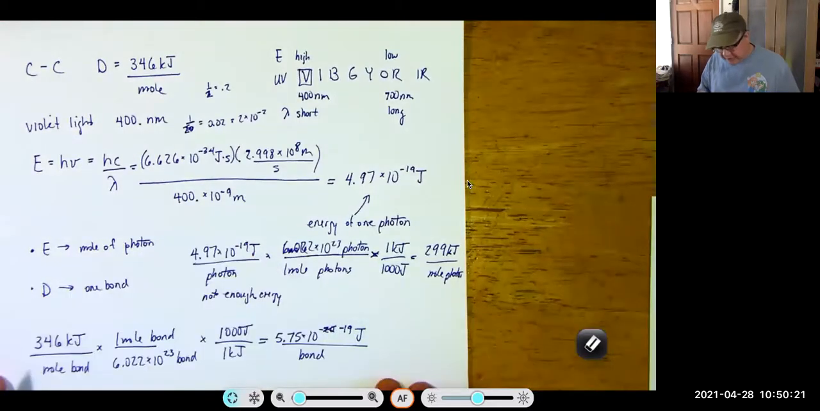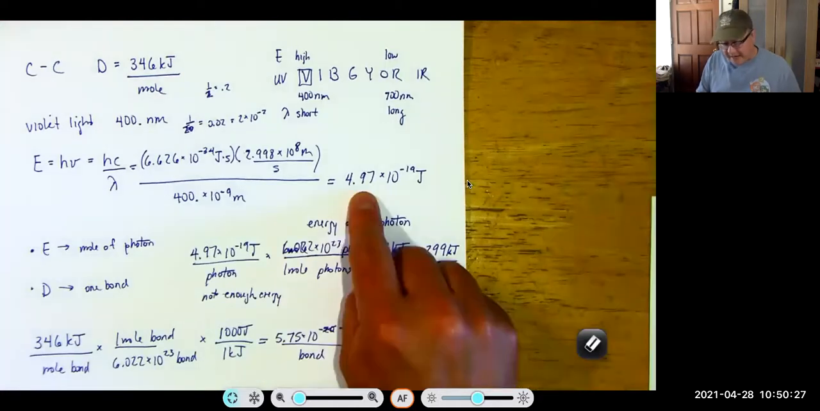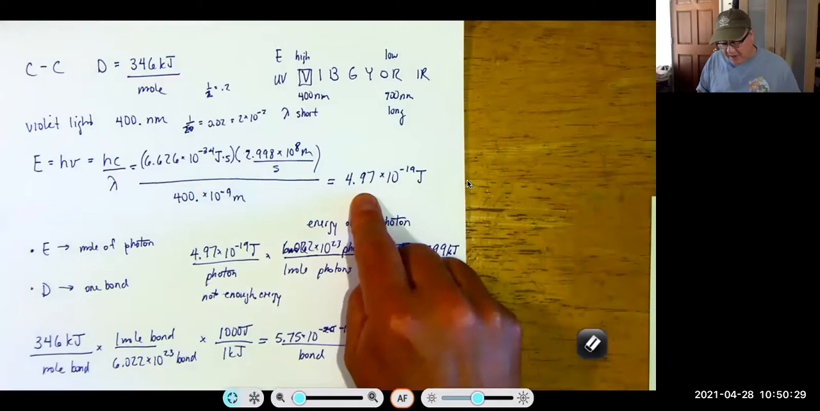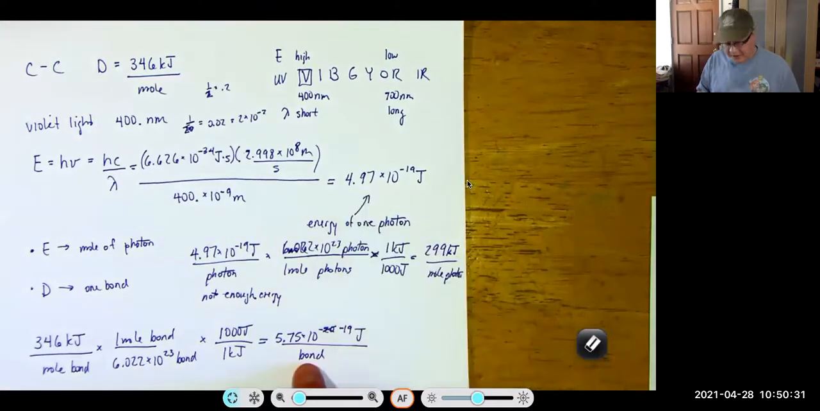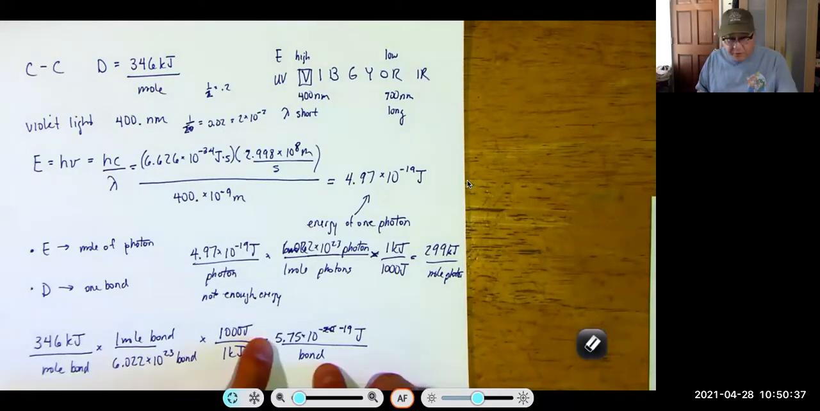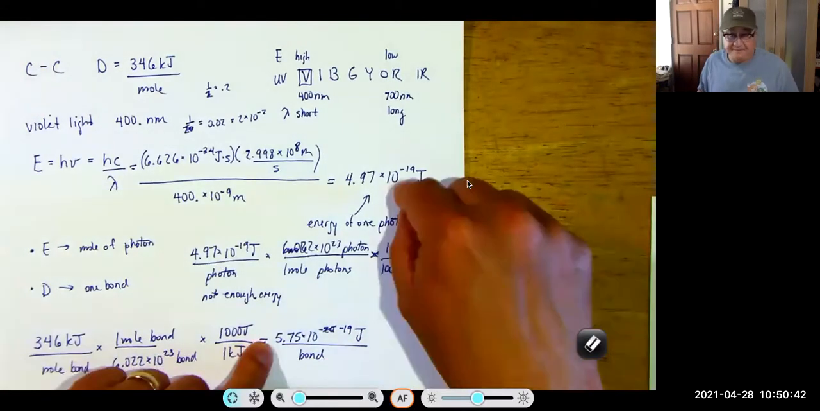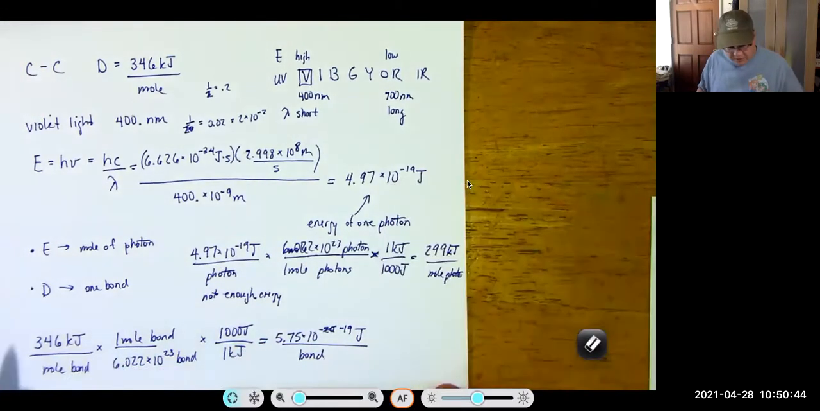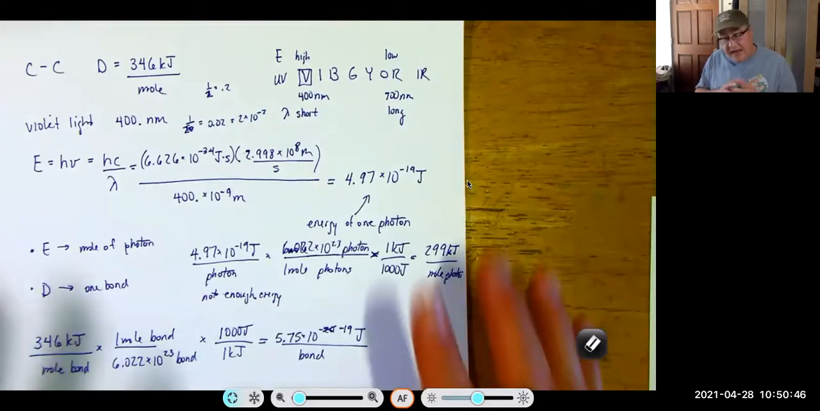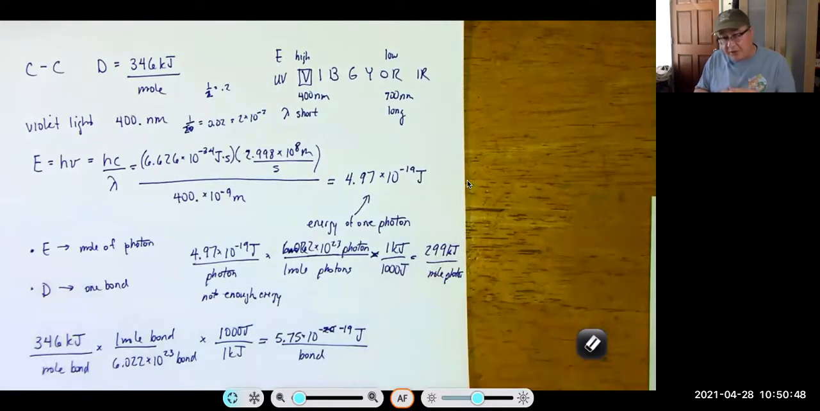So this is how much energy it takes to break a bond. This is how much energy we have from violet light. Is that enough energy to break that bond? No. Here it's a different comparison in that this number ended up being bigger, whereas before it was the opposite. But here, that's not enough energy to break that bond. So do you see that either way we tackled this, we came up with the same result, that there's not enough energy?